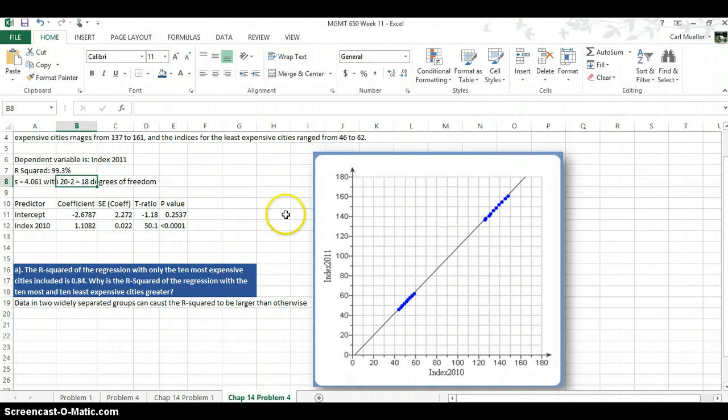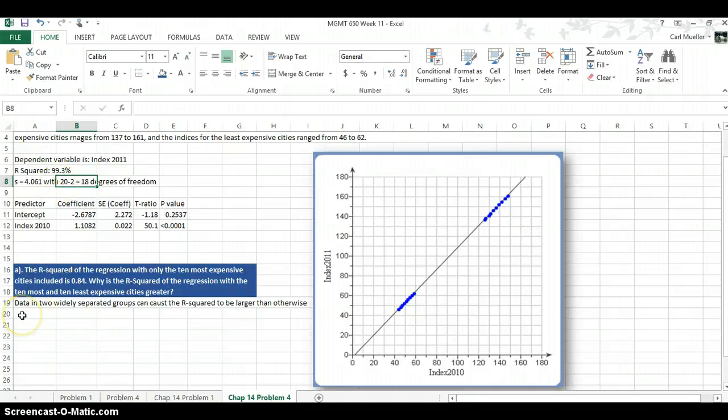Now remember in our question, this obviously has both the least expensive and the most expensive cities. So the R squared of the regression that only includes the 10 most expensive cities, this cohort right here, is 0.84, compared to when it has both, it is 99.3. Why is that? Why is the R squared with the 10 most and the 10 least greater?